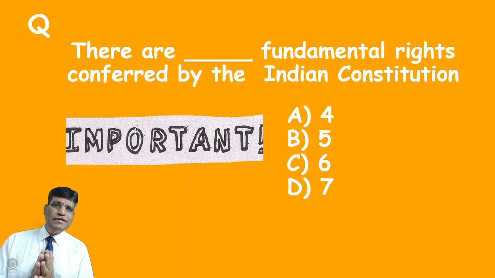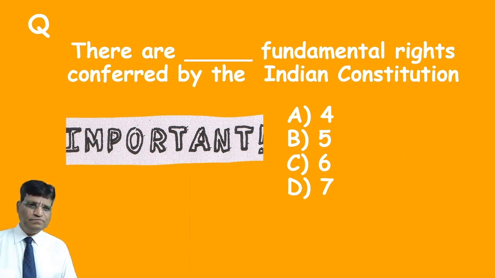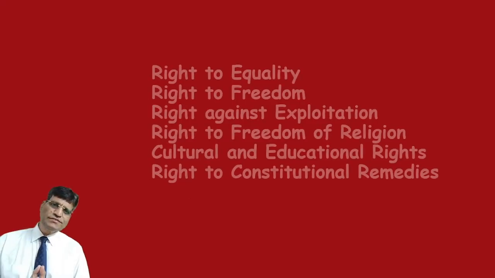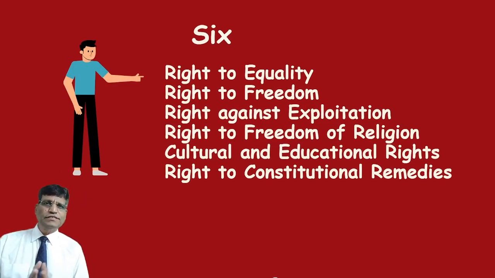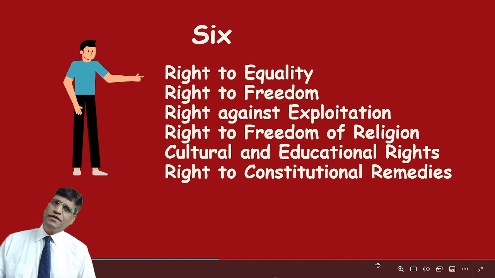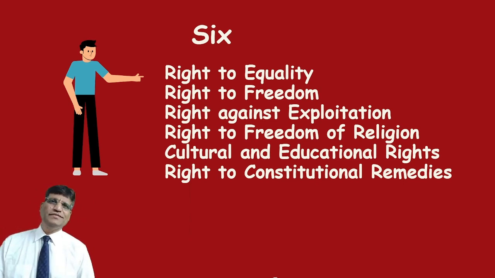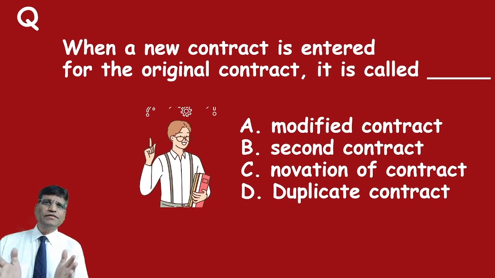There are fundamental rights conferred by the Indian Constitution. How many fundamental rights? The options are 4, 5, 6 and 7. And the answer is 6. Right to equality, right to freedom, right against exploitation, right to freedom of religion, cultural and educational rights, right to constitutional remedies. We move to next question.